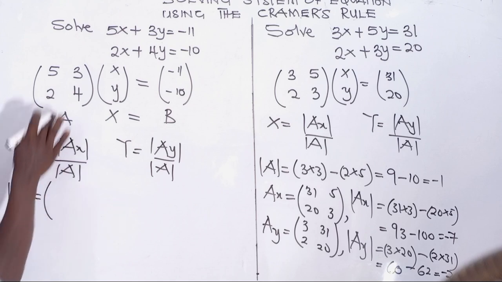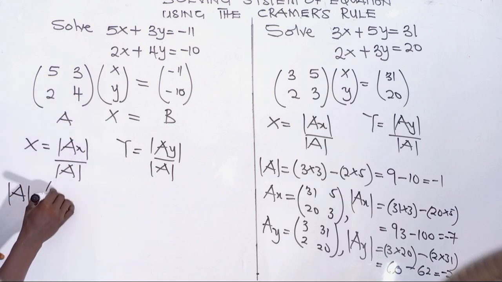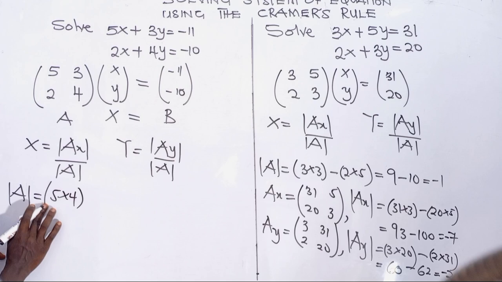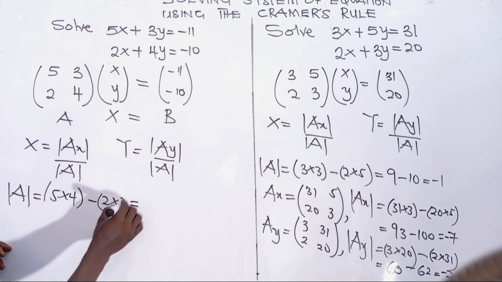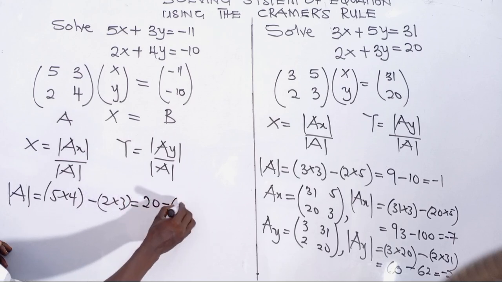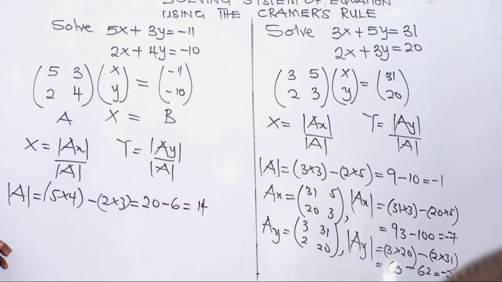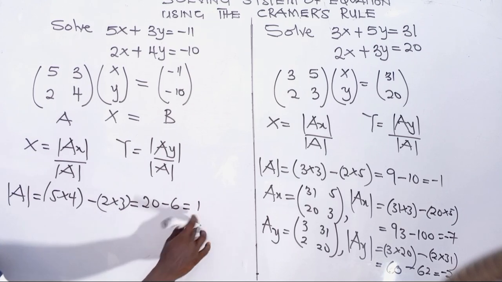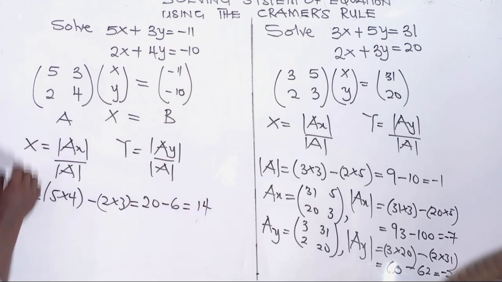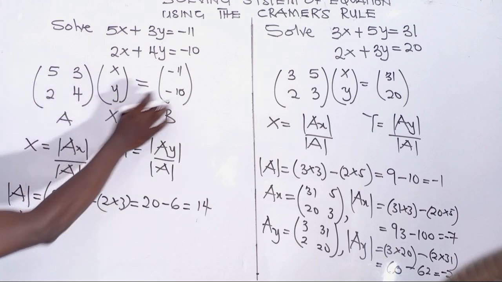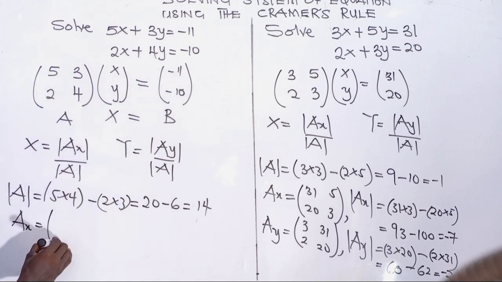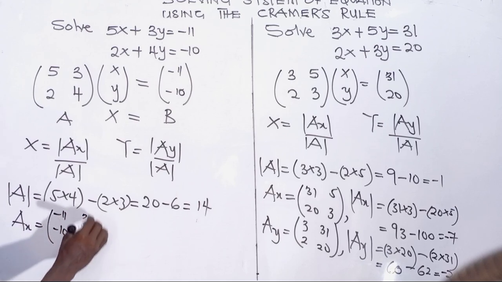So the determinant of A, which is this matrix, we are going to have 5 times 4 minus 2 times 3, and that gives us 20 minus 6, and we have 14. Then we move on to the determinant of Ax, but before that we have to find Ax. Ax means we are going to replace the first column with the constant matrix. So we are going to have 11, minus 10 and then 3, 4.